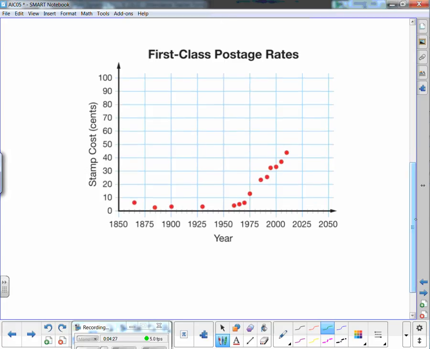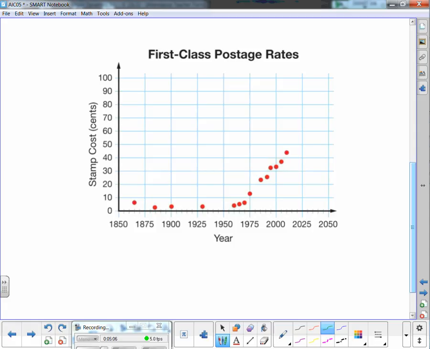First class postage rates. So first off, you got to understand the scale. So our independent variable units are years, and our dependent variable units are cents. So it's the year of the price versus the stamp's cost in cents, right? And again, the cost of the stamp depends upon what year you're talking about, right? So it's the dependent variable. The cost depends upon the year.